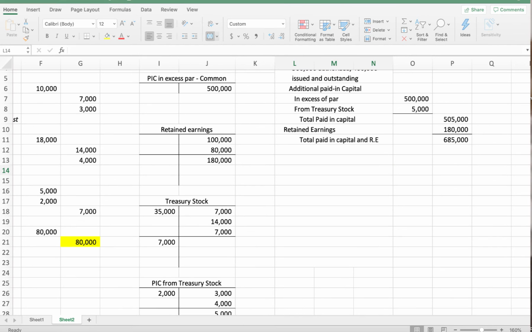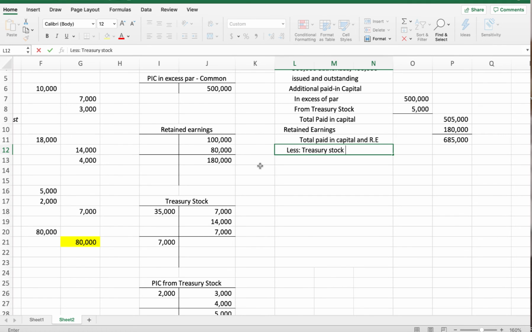So now I need to go ahead and subtract out my retained earning, or I'm sorry, need to subtract out my treasury stock, right? Okay, so what I'm going to do next is I'm going to go ahead and indent twice, and I'm going to say less treasury stock.